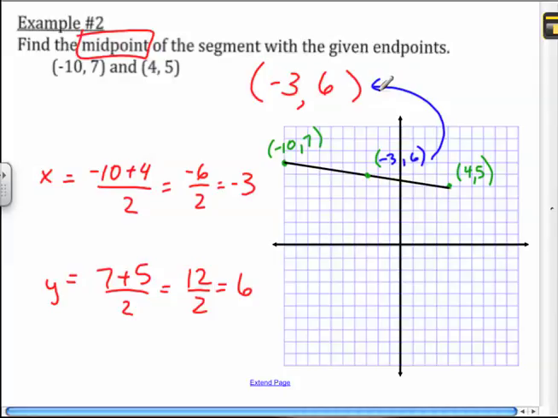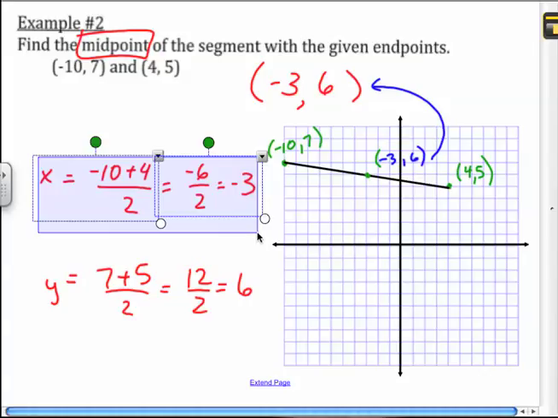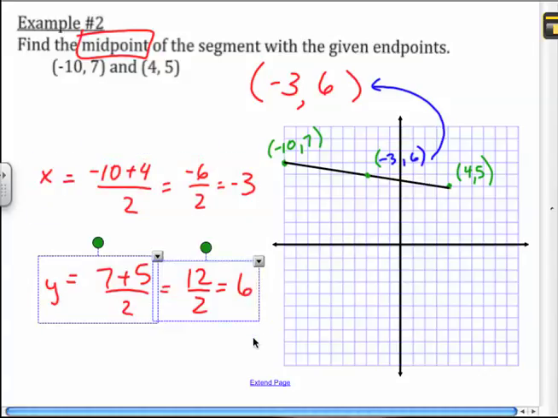Remember, for a midpoint, it's a point, so I need an x and a y. And I just average the x's, right? And I average the y's. And that tells me what the x and the y is of the midpoint.